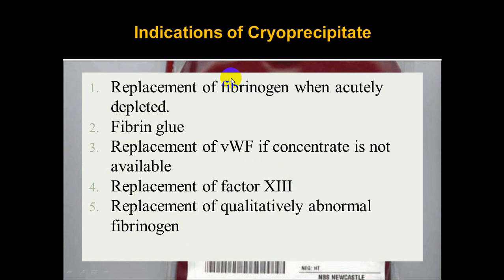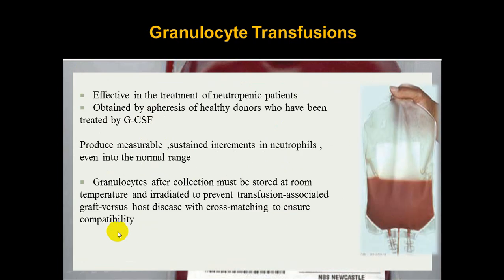Indications for cryoprecipitate: replacement of fibrinogen, fibrin glue, replacement of von Willebrand factor, and replacement of factor 13 deficiency, as I mentioned in the first lecture, replacement of qualitatively abnormal fibrinogen. So it's considered as fibrinogen glue.